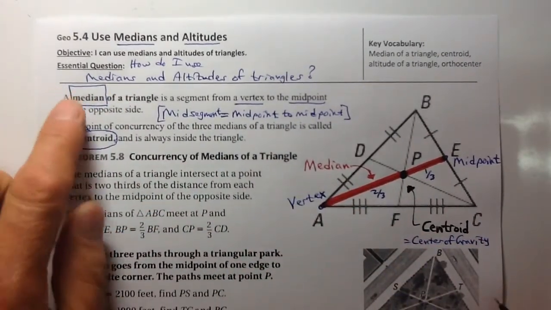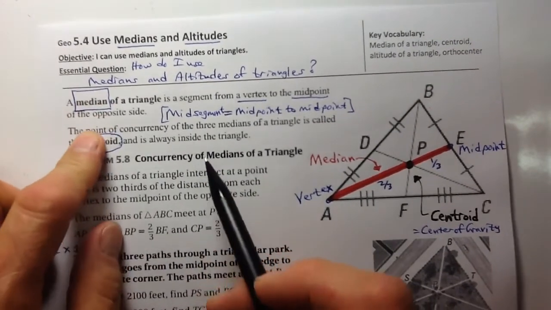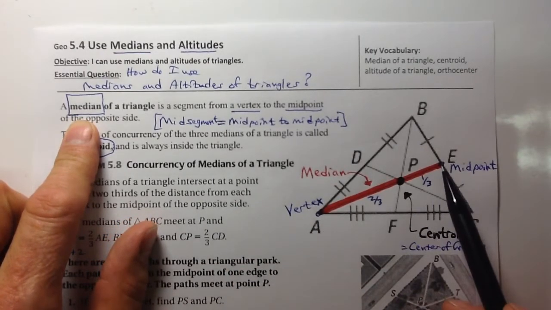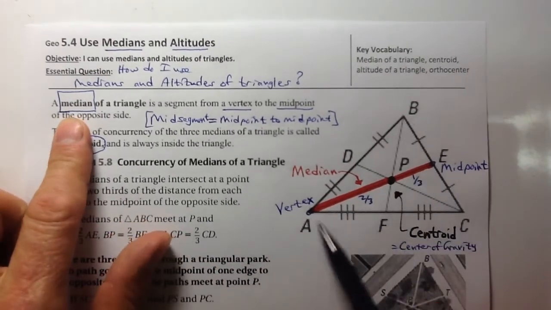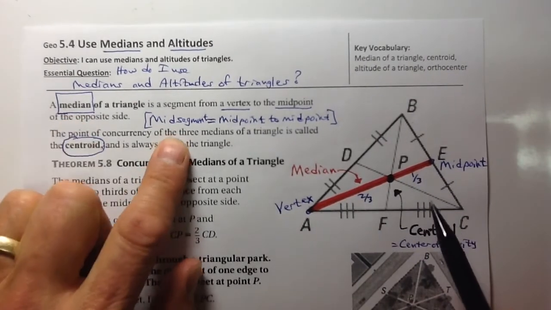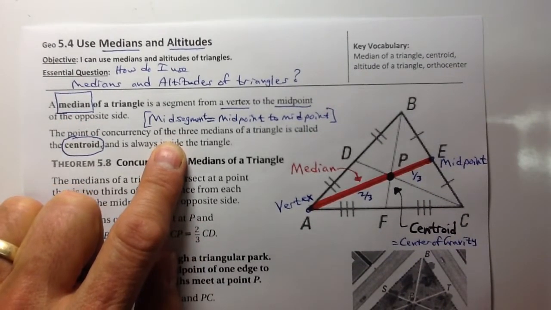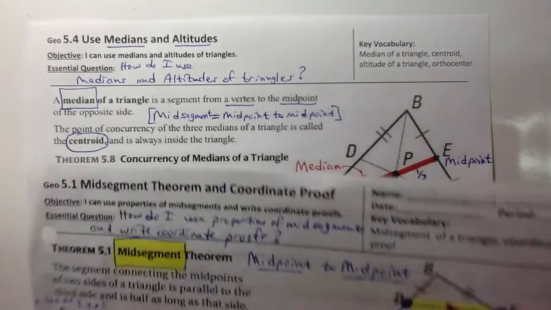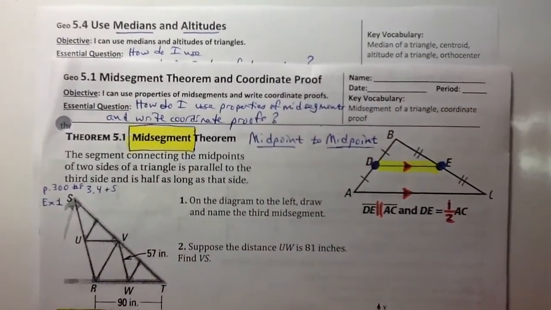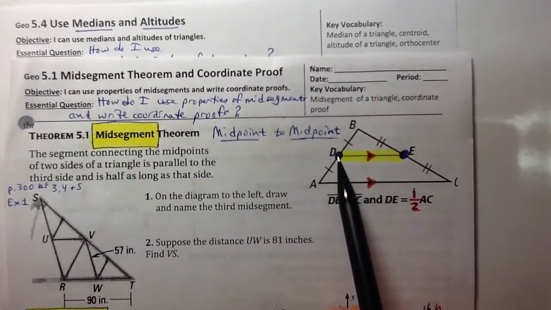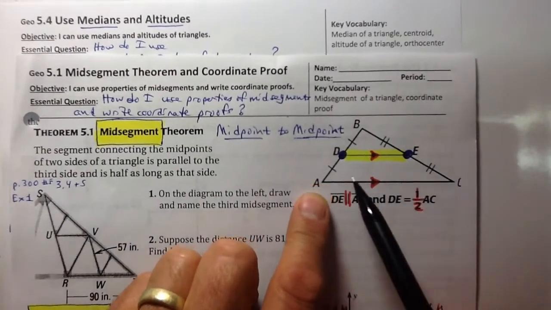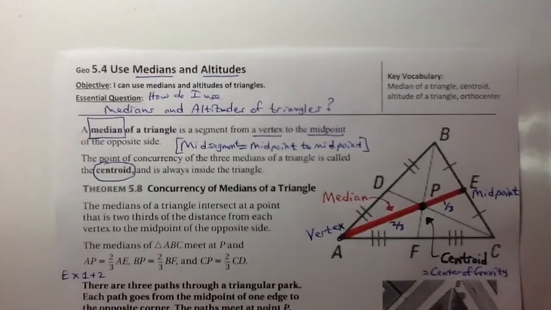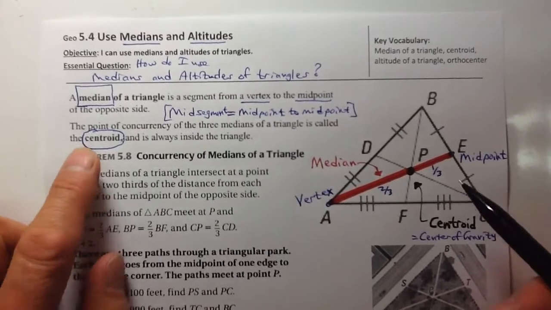So what is this median about? I should have highlighted that thing, but I forgot to. A median goes from vertex to midpoint. Vertex to midpoint. That is a median. Now let's compare that with mid-segment. Remember, mid-segment went midpoint to midpoint. Here is your mid-segment from 5.1, going midpoint to midpoint. A median, though, goes vertex to midpoint. Okay, so a median is a different monster.